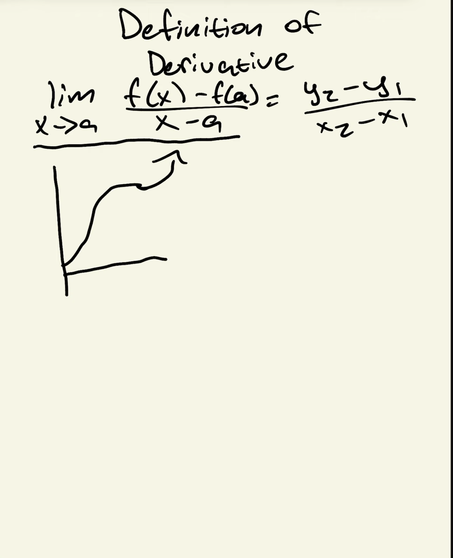Now, this part is different, right? We don't know what this is, right? So how can we interpret this? Well, the limit basically tells us that we can approach it, x approaching some value a. So it's getting closer and closer to a, right?